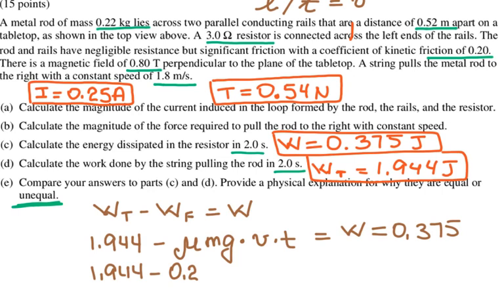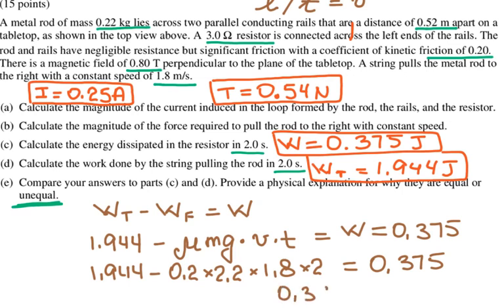So if I plug in my numbers, I have 1.944 minus the mu is 0.2. The mass times g is 2.2. The velocity is 1.8. Time is 2 seconds. And that should give me 0.375. And let's see if it's true. Yes, and that gives me 0.36 is equal to 0.375. Probably because of our rounding, the answers were not exact, but almost the same.